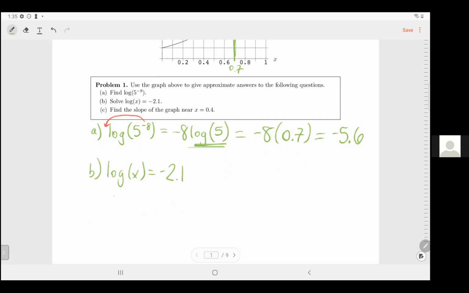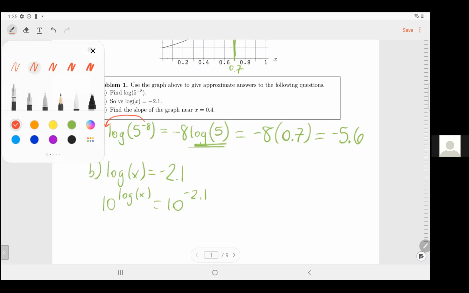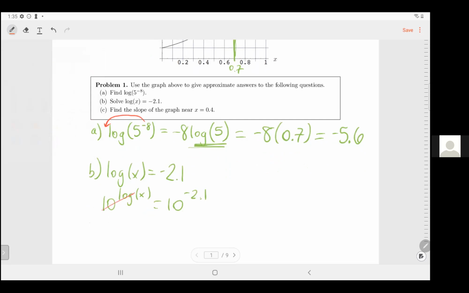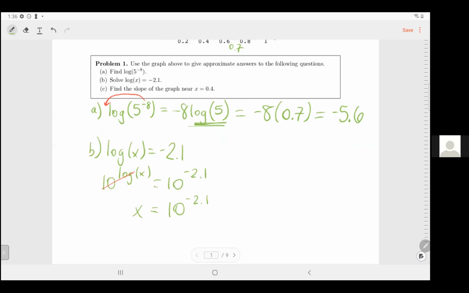So we'll do 10 to both sides, and I'll just write out all the details when we're doing this. Okay, and whenever I have 10 to the log x, I kind of like to think about those canceling, and I'm just left with x because they're inverse functions. Okay, so x equals 10 to the negative 2.1. And then I want to figure out what 10 to the negative 2.1 is, right? I mean, this is a good answer, but I want to get a decimal approximation for it.